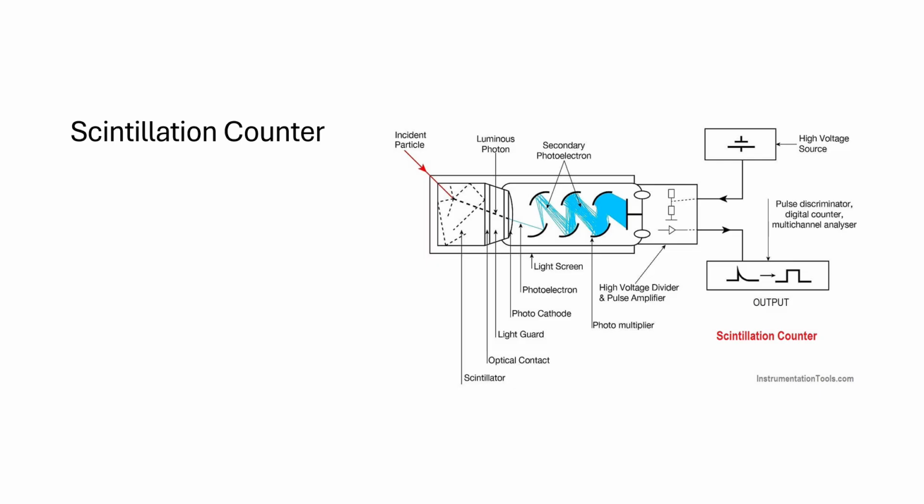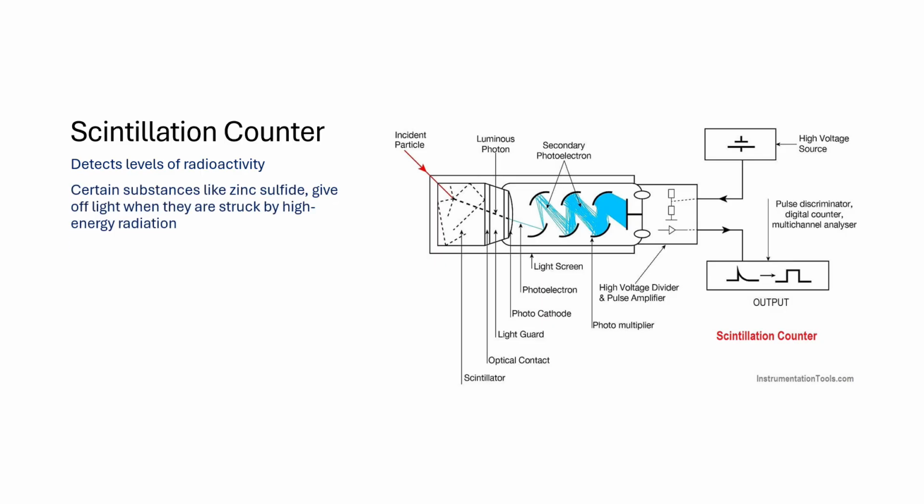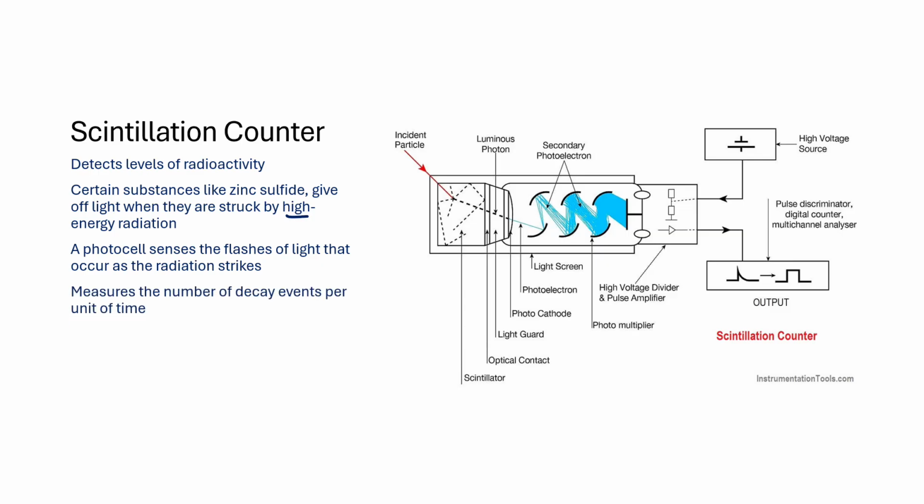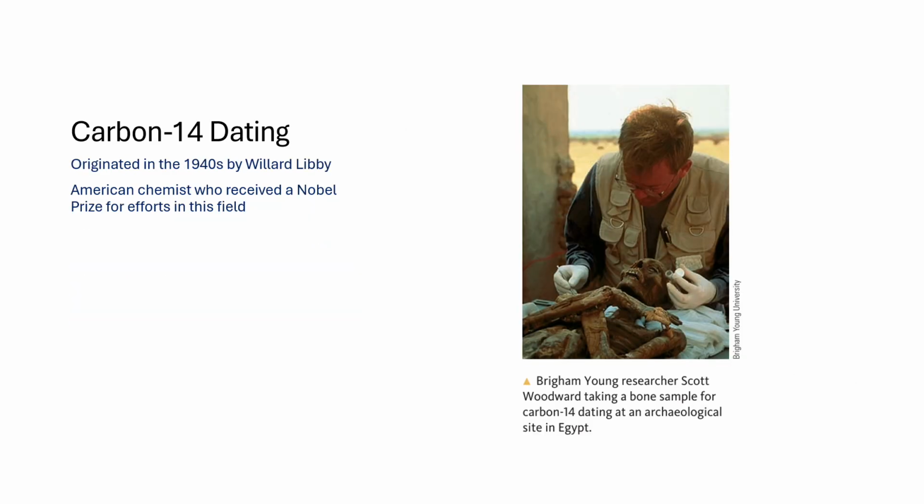Then you have something called a scintillation counter. You might see the same terminology used in medicine. The scintillation counter detects levels of radioactivity. Zinc sulfide and other substances give off light when they're struck by high energy radiation. So you have an incident particle and a scintillator, and a photocell senses the flashes of light that occur as the radiation strikes and then measures the number of decay events per unit time.